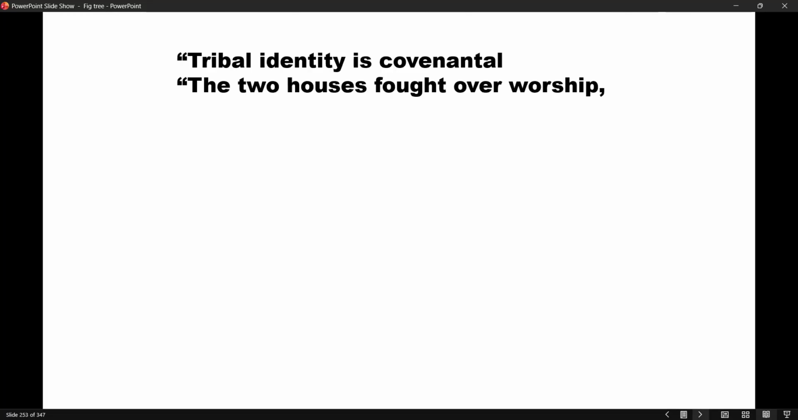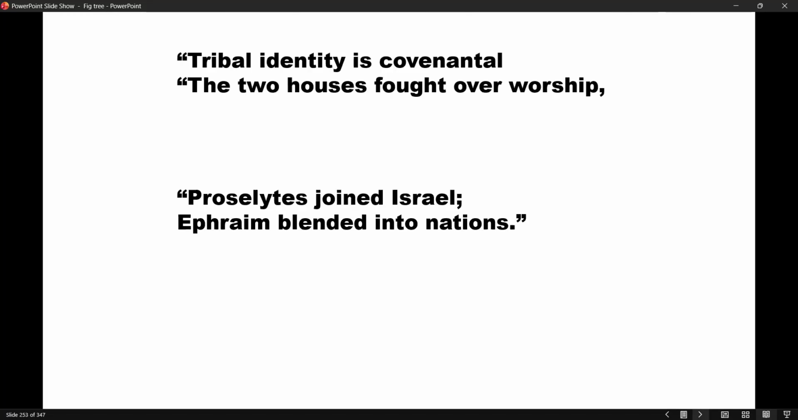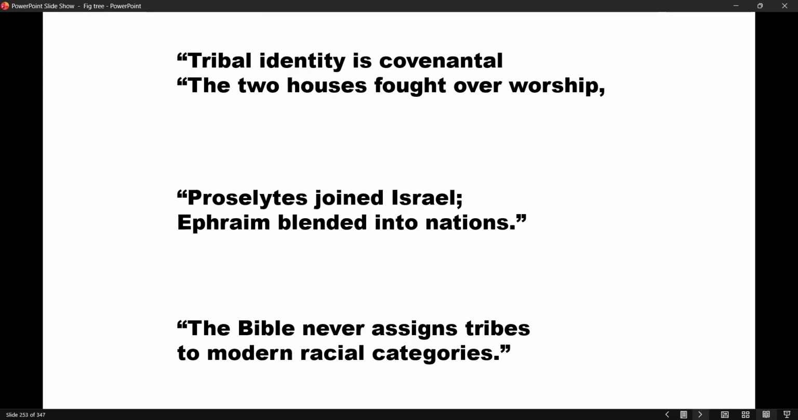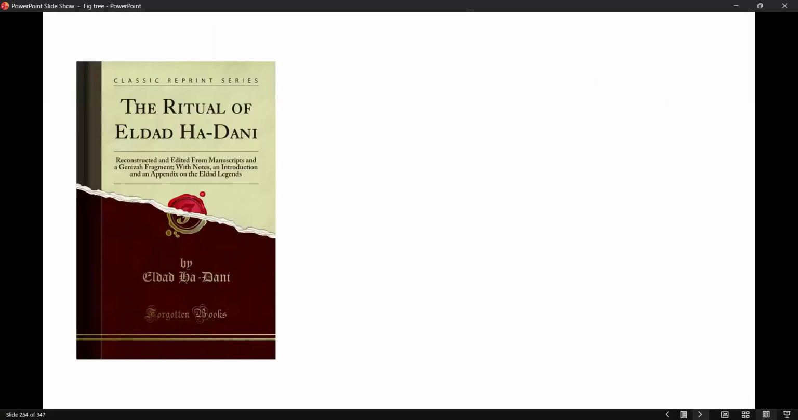Tribal identity is covenantal. The two houses fought over worship. Proselytes joined Israel. Ephraim blended into the nation. The Bible never assigns tribe to modern racial categories. It just doesn't do that. Even though we've been taught that, whatever side of the fence we're on, it doesn't work like that. God's looking at you for your conduct. So let's look at this person, Eldad, because I had to put this in to ease and soothe some pain.